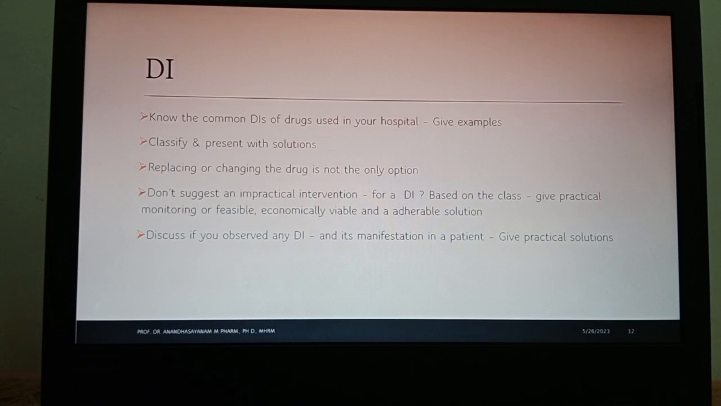See, when the number of drugs is large, we don't have the luxury of having a library of drugs for each and every indication. They are all chemicals, and we need to understand that there will be interactions. And so, how do we bring down the drug interaction? What all possible options are available? Don't suggest an impractical intervention.